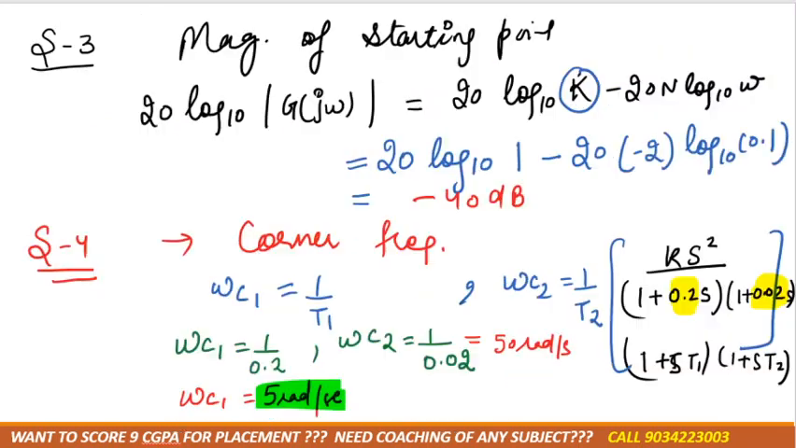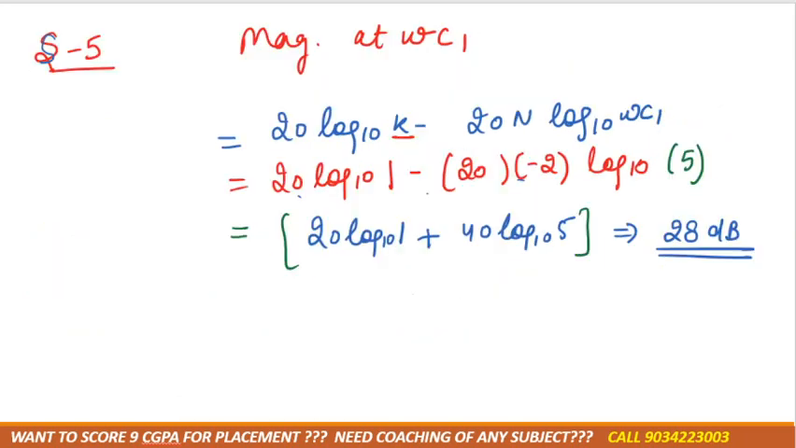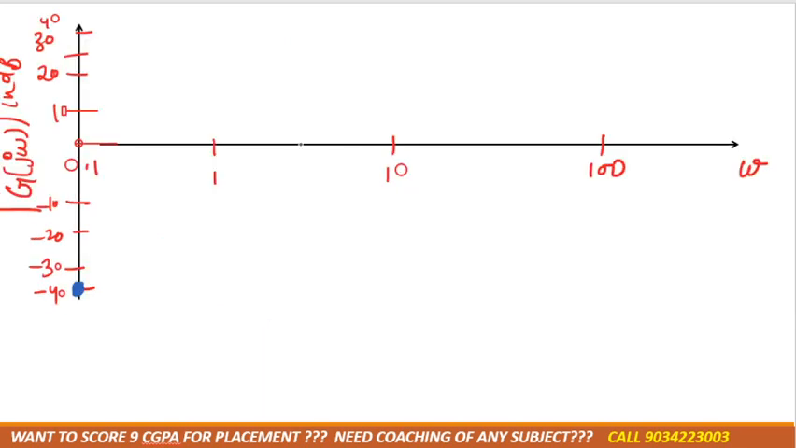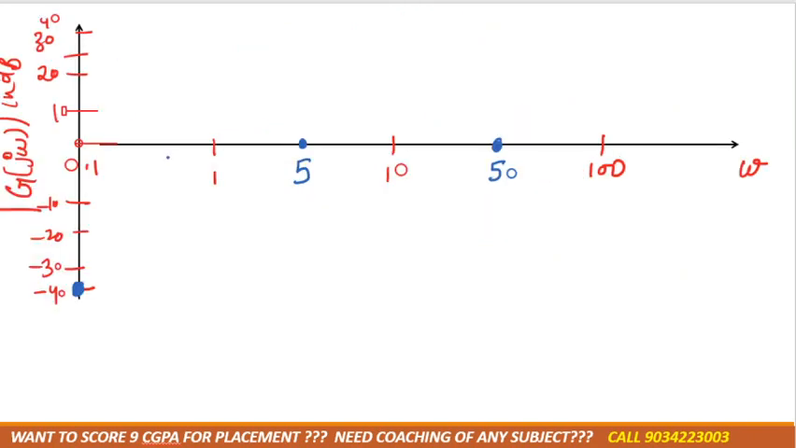What is step number 3, the magnitude at the starting point? We got it as minus 40 decibel. So mark the point, because this is our starting point, minus 40 decibel. Then we need to calculate the magnitude at omega C1. Omega C1 is how much? One is 5 and another one is 50. So mark 5 here and 50 here. Understood? Now we calculated the magnitude at omega C1, meaning the magnitude at 5. How much did we get? 28 decibel, right? So at 5 we got 28, which is something like here.